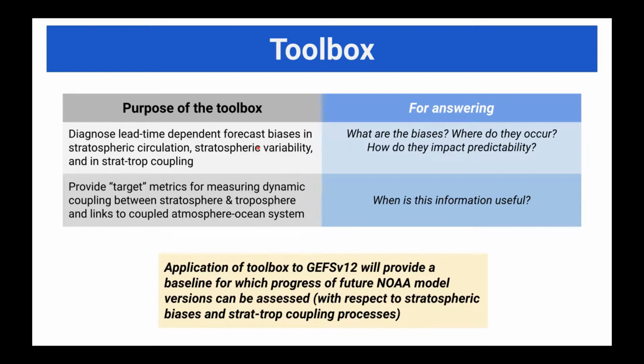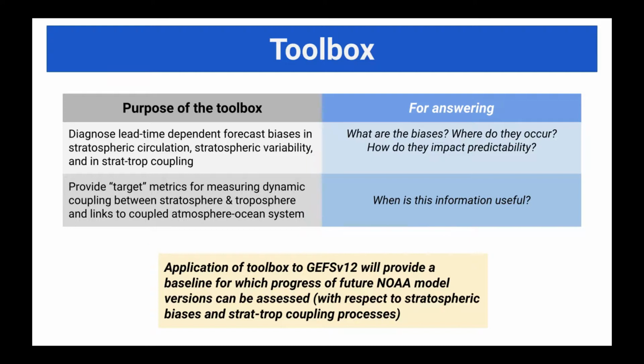And so there's 3 primary goals of our project, and these are to, 1, develop a diagnostic toolbox that can be used to assess stratospheric forecast biases and stratosphere-troposphere coupling processes and incorporate this into MET+. 2, formulate new validation and verification metrics designed to exploit opportunistic stratospheric information for improving Weeks 3-4 prediction. And 3, apply these diagnostics and verification metrics to NOAA GEFS reforecasts and real-time forecasts in collaboration with NCEP CPC.